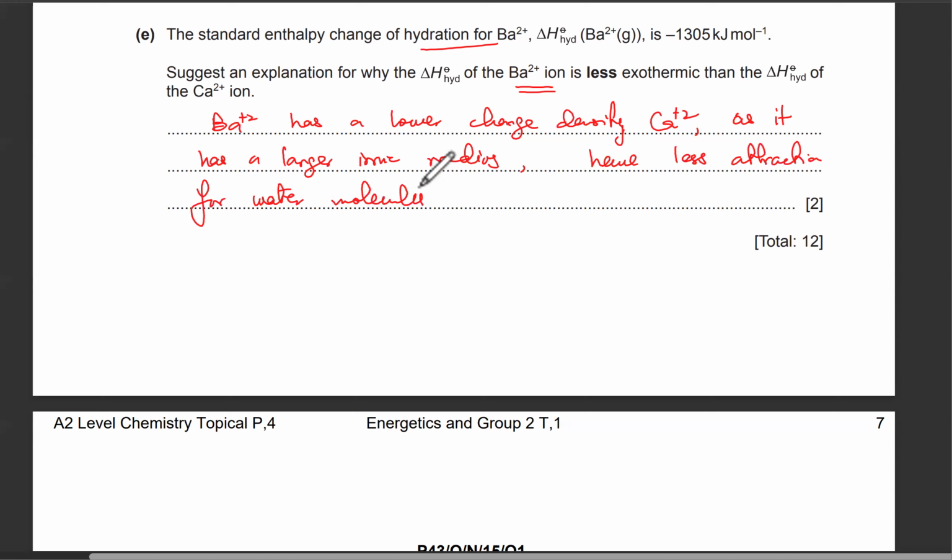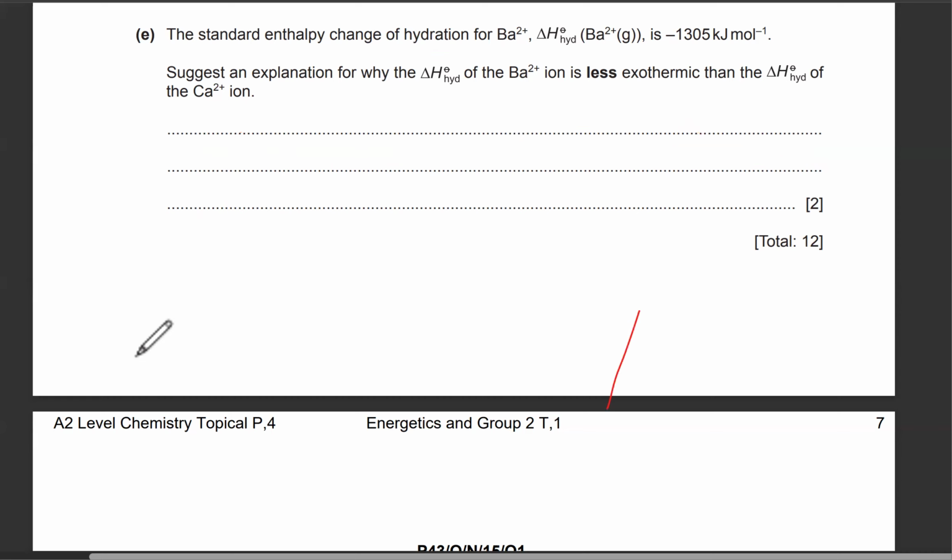Okay, is that clear? Yes, sir. Okay, just give me 1 second. That's a less attraction for water molecules. Okay, so we're done with that. Now the next one.